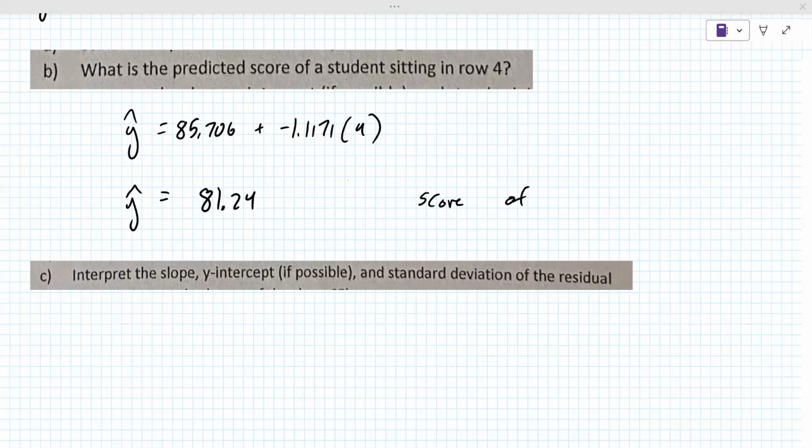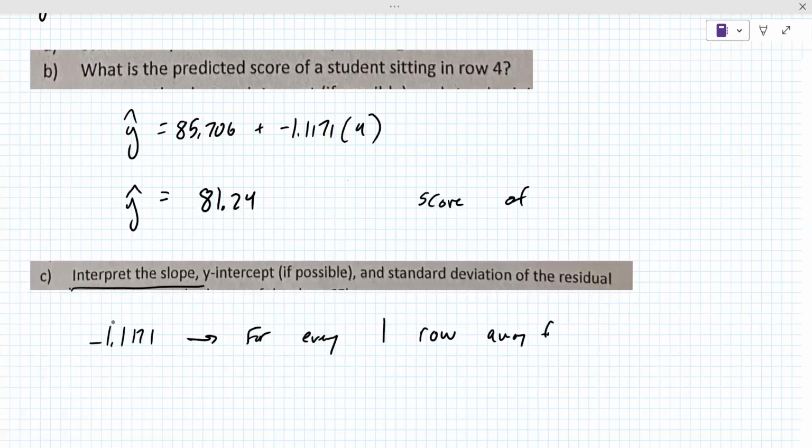Trying to interpret the slope. So let's do the first one. Interpret the slope. Because it's negative, you know that there's a decrease. So you would say, and this is kind of the standard language, for every 1, and then you insert the x variable, row back away from the front. And then you would say, and this is now the y variable, the score, and then whether it's positive or negative, now we could say decreases by 1.1171.